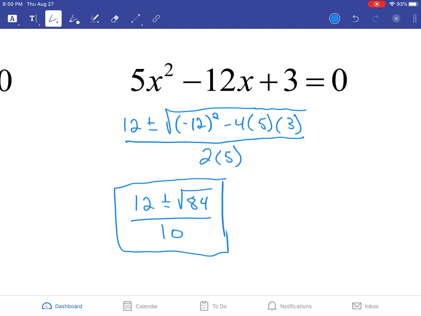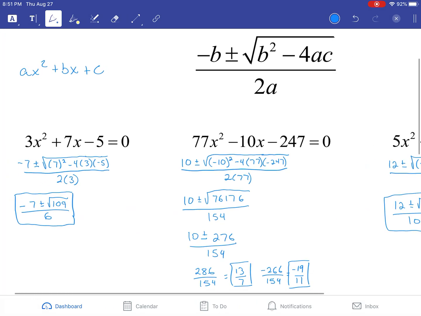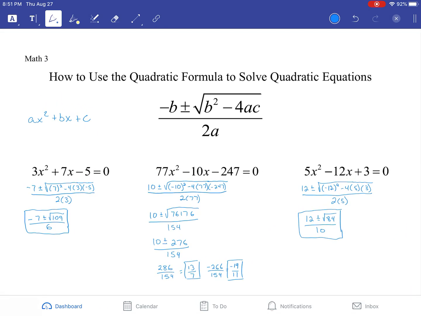Later on, if we go over reducing radicals, you'd be able to reduce that into something a little bit smaller. And that is the end of this little mini lesson. I wish you luck on using the quadratic formula to solve your quadratic equations.